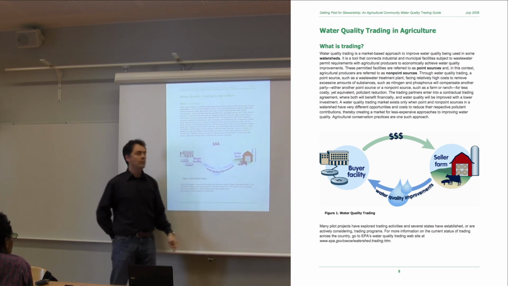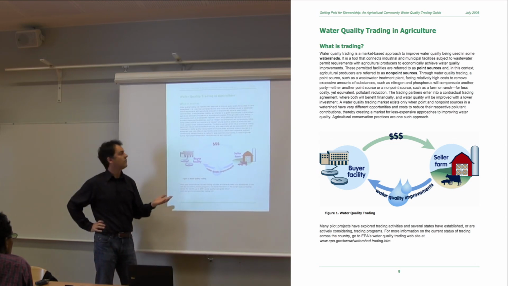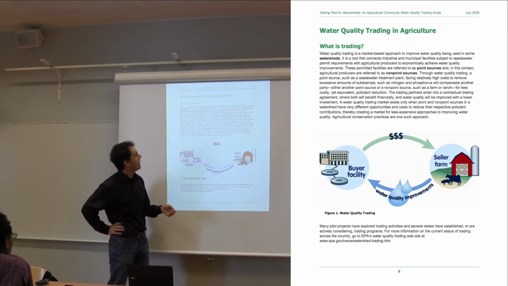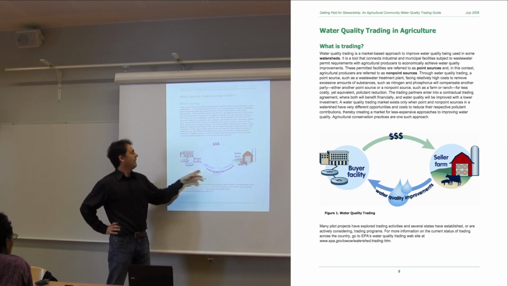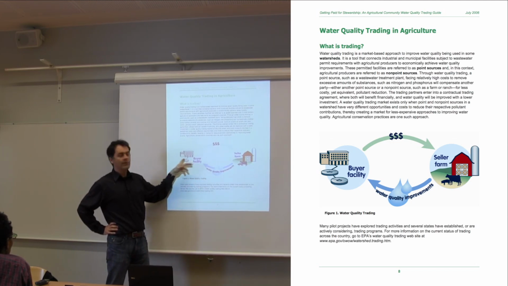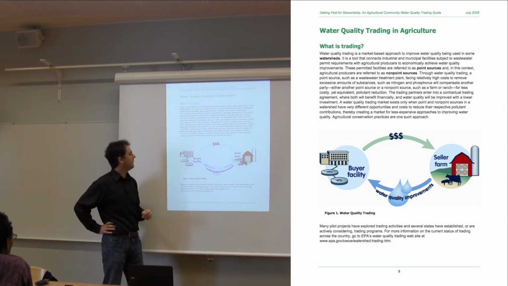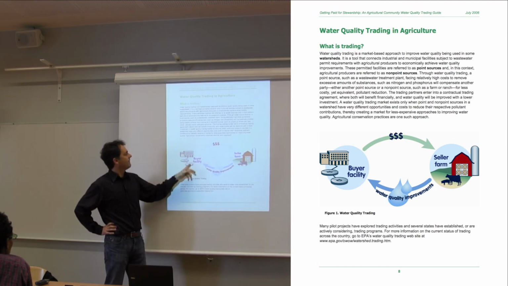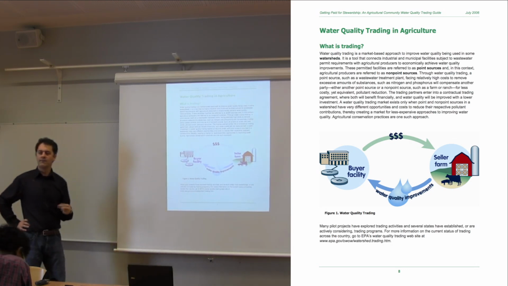The farm agrees to reduce the use of, let's say, fertilizer or pesticide, to reduce the pollution of nitrogen or phosphorus, for instance, or pesticide. That has an impact on the watershed where it matters, at the buyer facility, and many municipalities. And then this municipality compensates the farmer for his or her best practice, reduction of pollution.